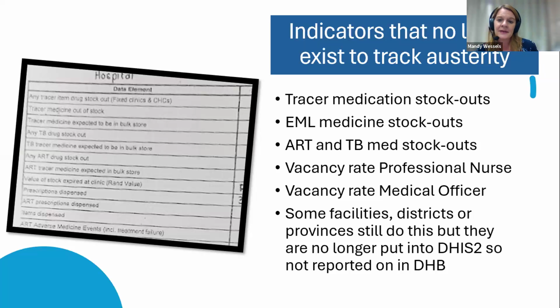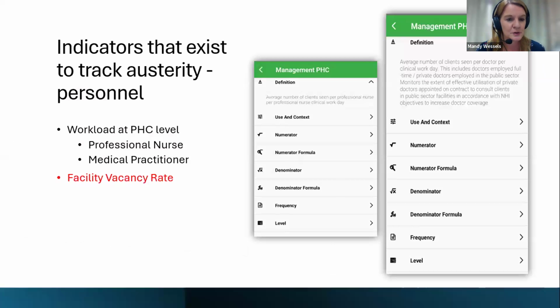And then looking further at personnel, how can we measure personnel on our DHIS? Well, at the moment, the only 2 places I could find was under the PHC category, where you've got the average number of clients seen per professional nurse and the average number of clients seen per doctor per clinical workday. And obviously those numbers per person will go up as our staff numbers fall. So it will tell us about workload on our remaining practitioners when we can't fill posts.